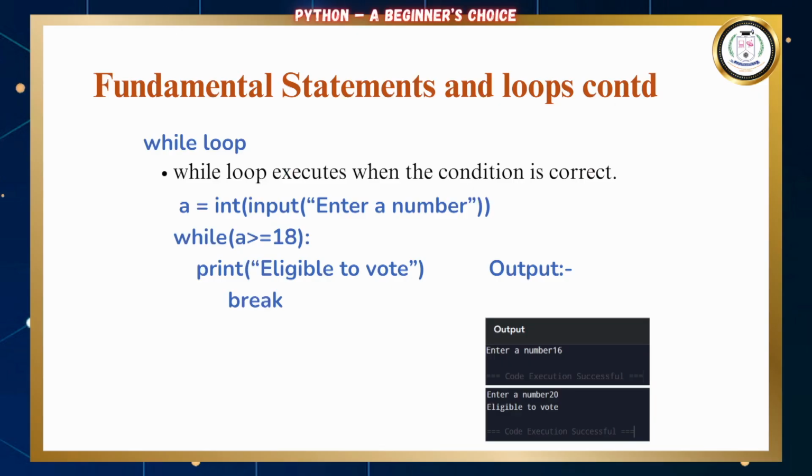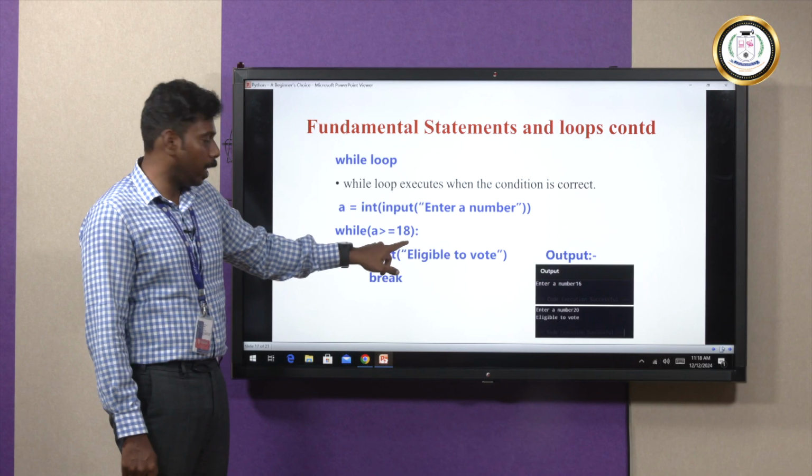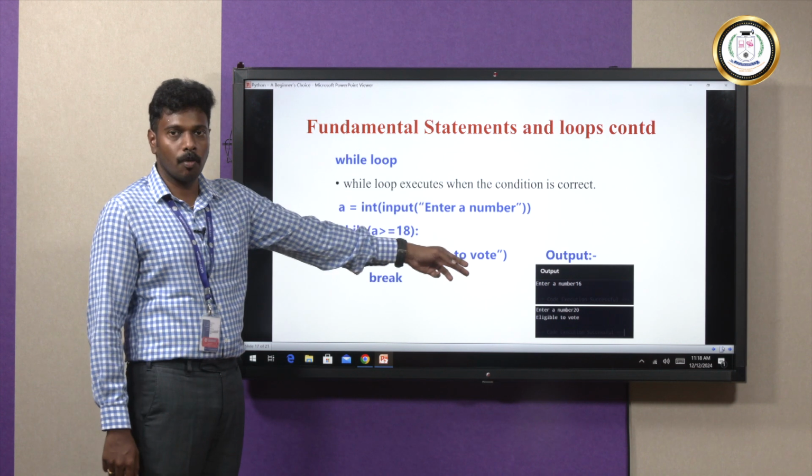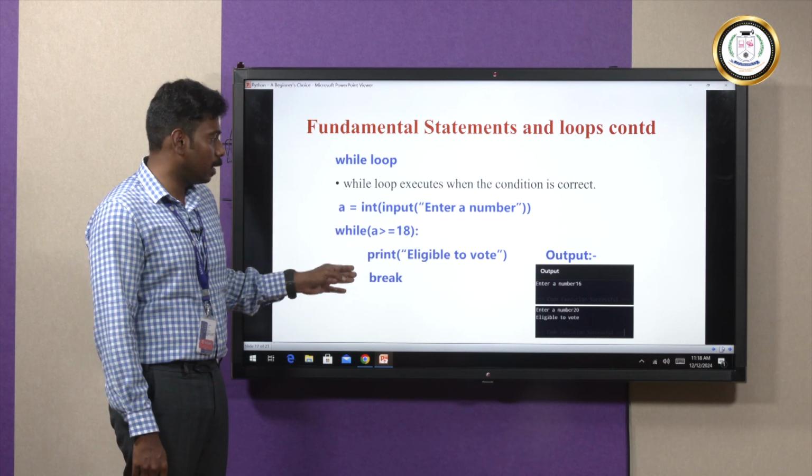So going for while loop. While is the loop which executes when the condition is correct. So I am going to get a number. So I am checking whether a is greater than or equal to 18. If the condition is satisfied, it is eligible to vote. So I am stopping the loop using the break statement.